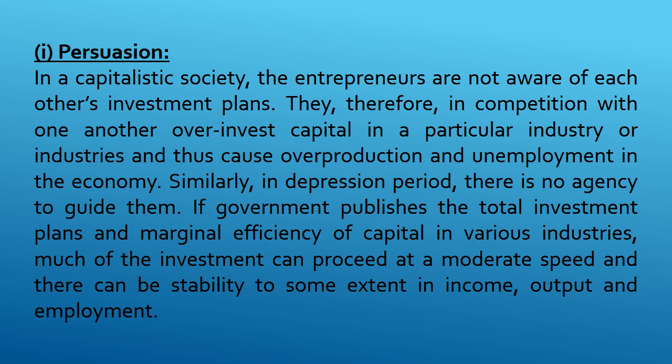1. Persuasion. In a capitalistic society, the entrepreneurs are not aware of each other's investment plans. They, therefore, in competition with one another overinvest capital in a particular industry or industries, and thus cause overproduction and unemployment in the economy. Similarly, in depression period, there is no agency to guide them. If government publishes the total investment plans and marginal efficiency of capital in various industries, much of the investment can proceed at a moderate speed, and there can be stability to some extent in income, output and employment.